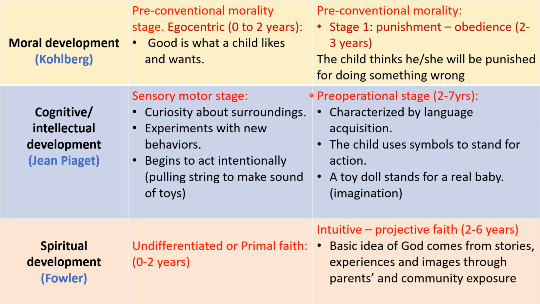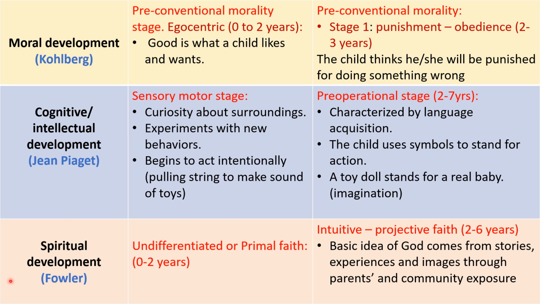Then as the child grows from 2 to 7 years, the stage is the pre-operational stage. Their intelligence we can understand by language acquisition, and the child uses symbols for certain actions. To come, they will be showing some actions with their hand. To go, they will be showing some actions. To say bye bye, they will be showing some actions. So the child uses symbols for some actions. And also a toy doll may stand for a real baby for them. That is when their imagination starts. So this is the cognitive development of a 2 to 7-year-old child. When the child is 30 to 36 months also, you can observe these changes.